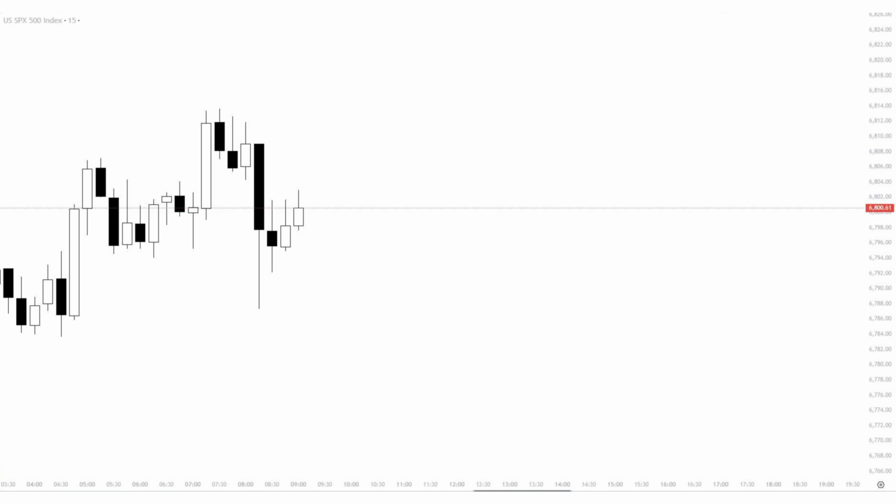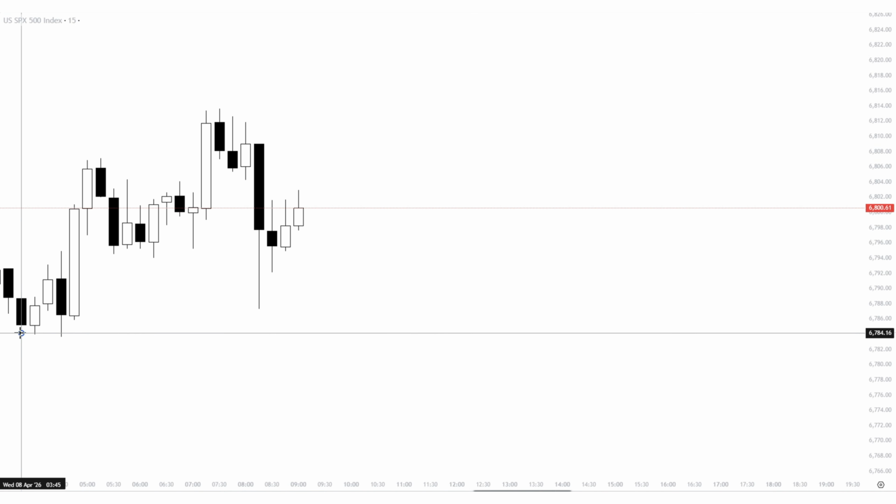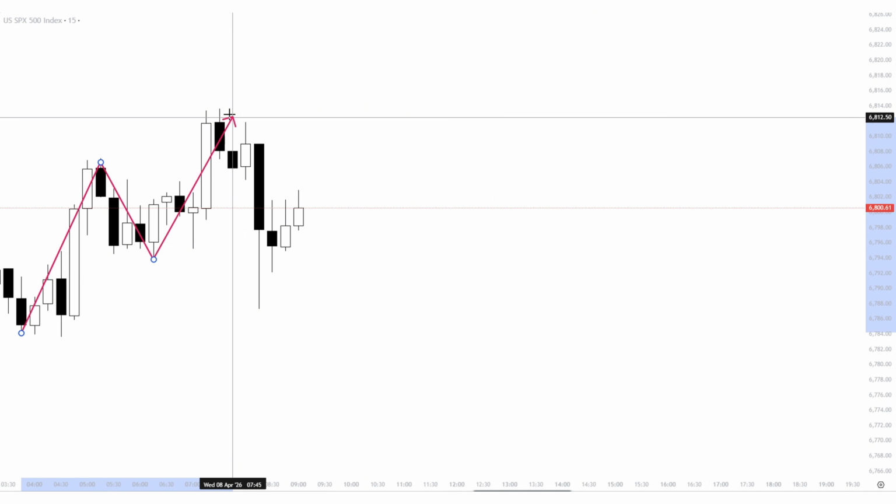We need to know two very important things. These things are the swing points and the trend. A simple way to notice the swing points is to draw with arrows the direction the market is going.